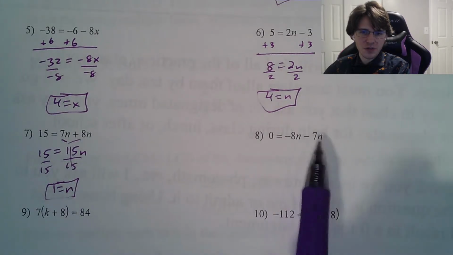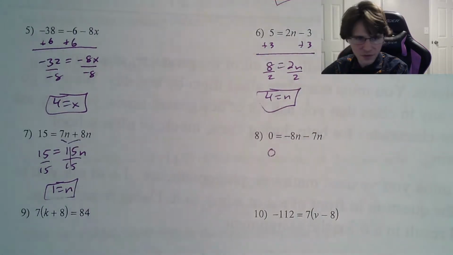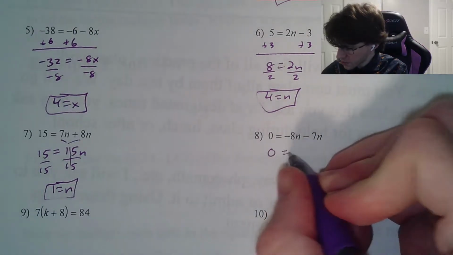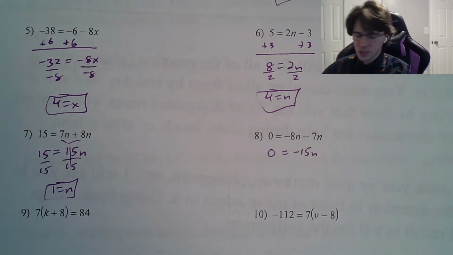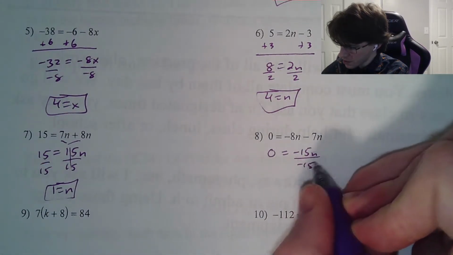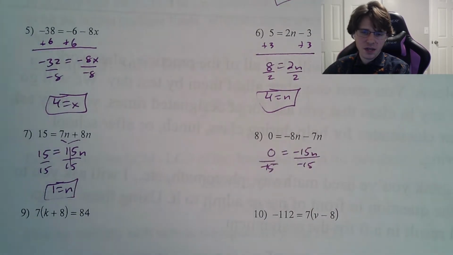Number 8, 0 equals negative 8 minus 7n. So first we do the same thing we did in the problem over there on the left, is we add like terms, and we get negative 15n. Some students get confused here, don't know what to do, because when they divide by negative 15, they think there's something wrong, but there isn't. You're always allowed to divide by negative 15 or something like it if you want.